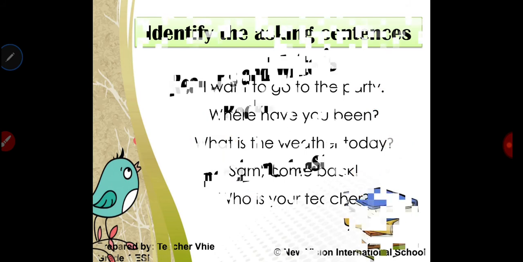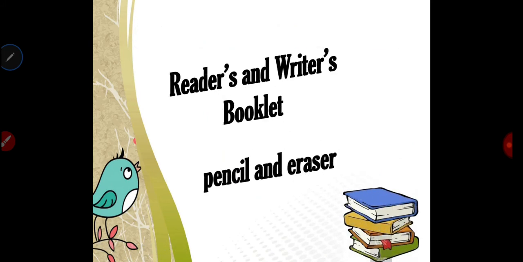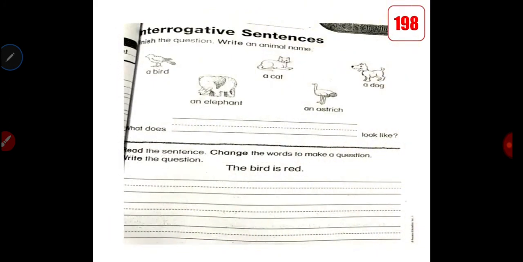Now, let's proceed to your Readers and Writers booklet. Please bring out your booklet and, of course, your pencil along with your eraser. Are these materials ready? Great, now let's proceed. So what you are going to do is to put a check by each question. You have to remember that an interrogative sentence starts with a WH question and it ends with a question mark. Okay, start now.